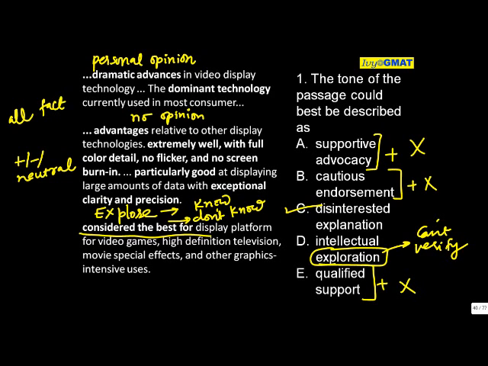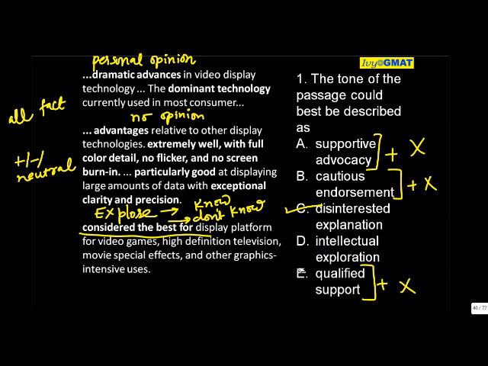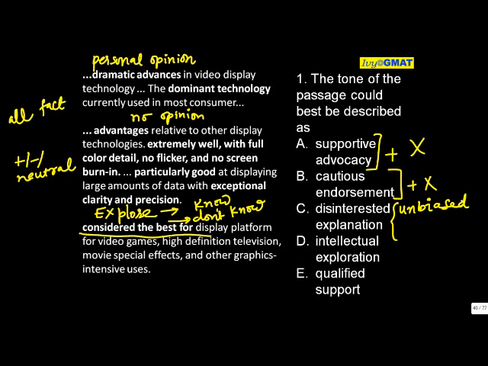C may not look to be a good answer because disinterested explanation looks so negative. Is this negative or neutral? So let's try to understand what is the meaning of disinterested. What do you mean by disinterested? Unbiased explanation. Yeah, that's perfect. The author does not have any bias at all. Bias means when something is good you are calling it bad, and when something is bad you are calling it good. That is bias.